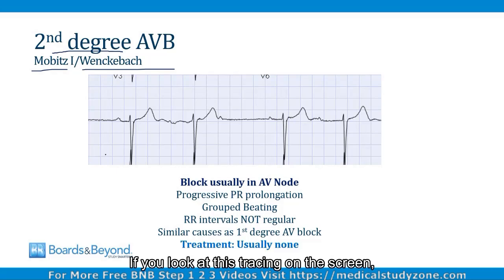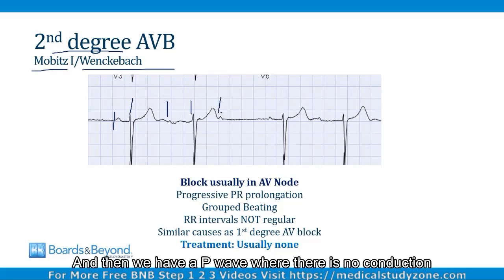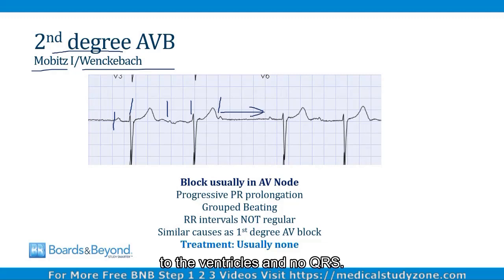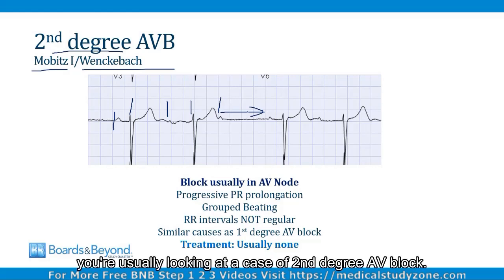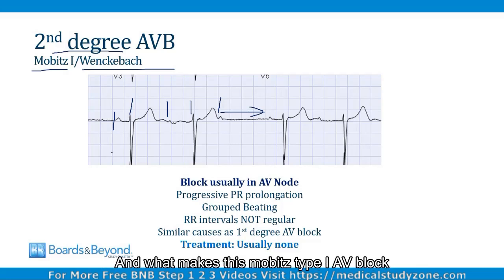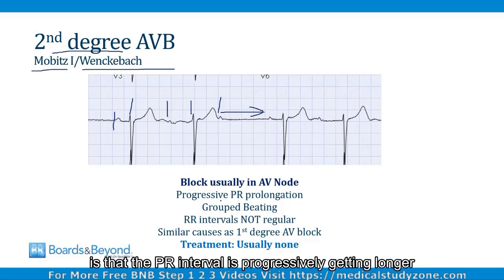If you look at this tracing on the screen, we have a P wave followed by a QRS, then another P wave followed by a QRS, and then we have a P wave where there is no conduction to the ventricles and no QRS, so that's a dropped beat. So anytime you see some conducted P waves and some dropped beats, you're usually looking at a case of second-degree AV block.